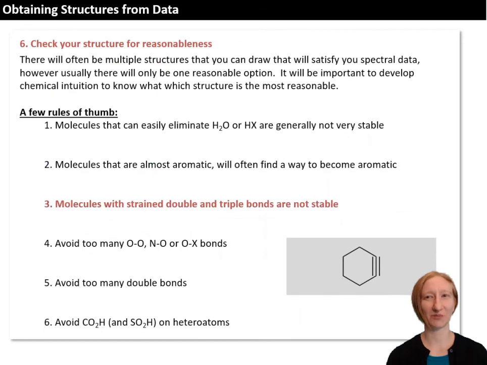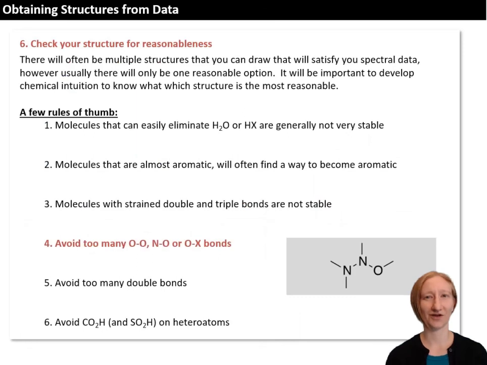Molecules with strained double or triple bonds are not stable. Forcing an alkyne into a ring structure where it cannot achieve the desired linear or 180-degree bond angles is highly unfavorable, so avoid structures like this. Avoid structures with too many OO, NO, or OX bonds. These structures do exist, but they're highly unstable and are usually explosive.